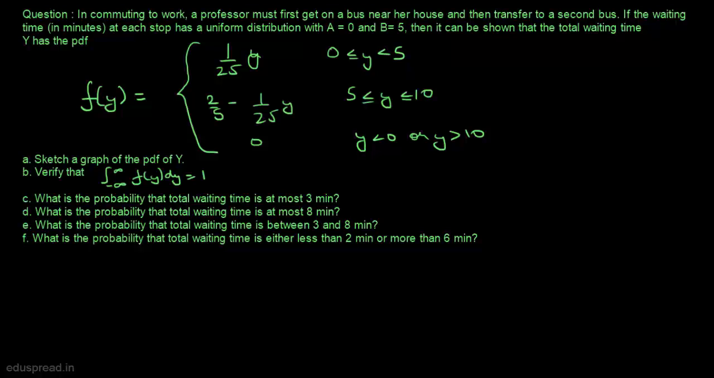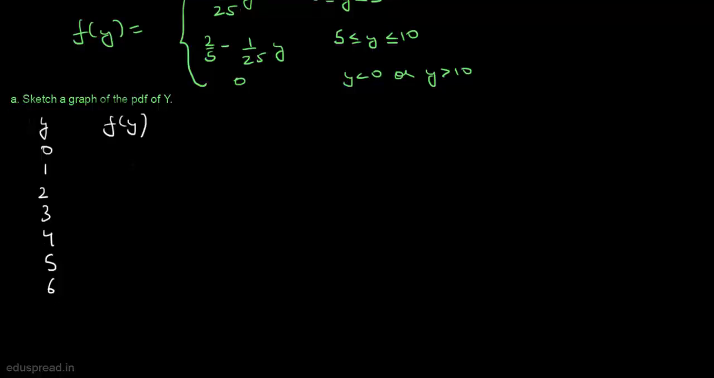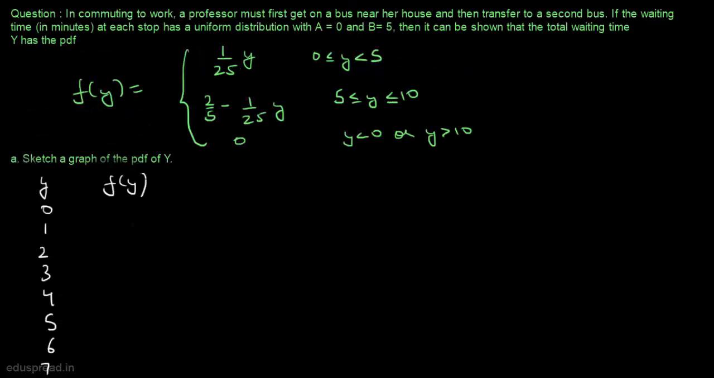So let's take it step by step. In part A, we have to sketch a graph of the PDF of y, and we are given that this is the function. This is the probability density function. First of all, let's use this probability density function to list the value of f of y for some of the values of y. So let's say that y takes these values 5, 6, 7, 8, 9 and 10. And now let's find the value of f of y for all these values of y.